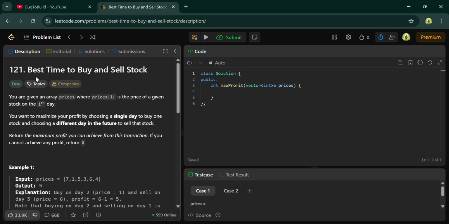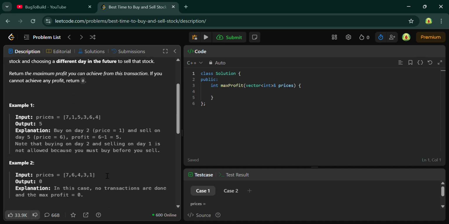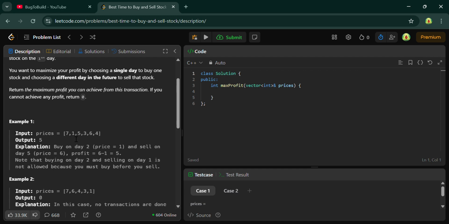Hello viewers, today we will solve one more question of an array, which is best time to buy and sell stock, which is LeetCode 121 question. So in this question, first you have to find the maximum profit. Here is an explanation, you can go through it. I will tell the solution, that how can you approach.